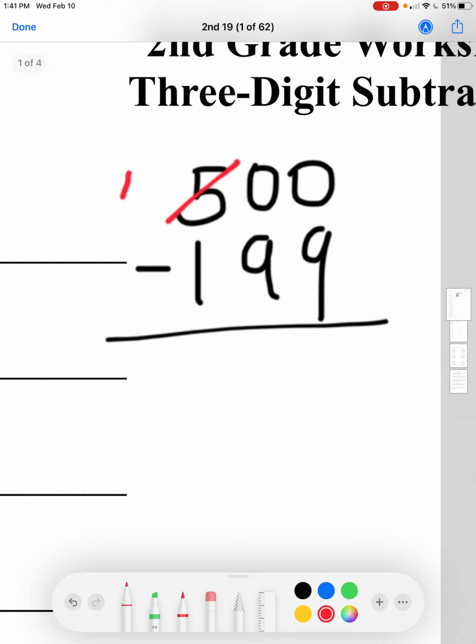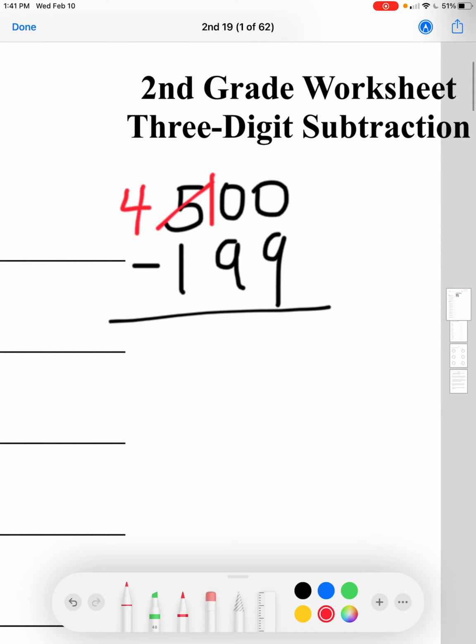So let's take 100, make it 4, and move that hundreds into 10 tens. Now we have 10 instead of 0 tens in the tens place. And in order to do the 0 minus 9 in the ones place, we're going to have to regroup again. We're going to have to take a 10 and move it into the ones place. So now we have a 4 in the hundreds place, a 9 in the tens place, and a 10 in the ones place. So now we can subtract.